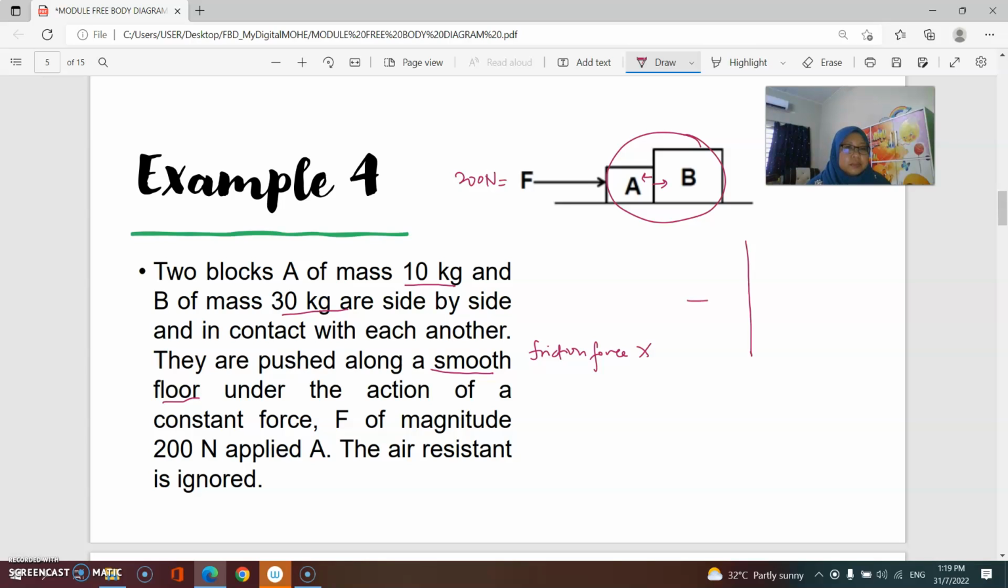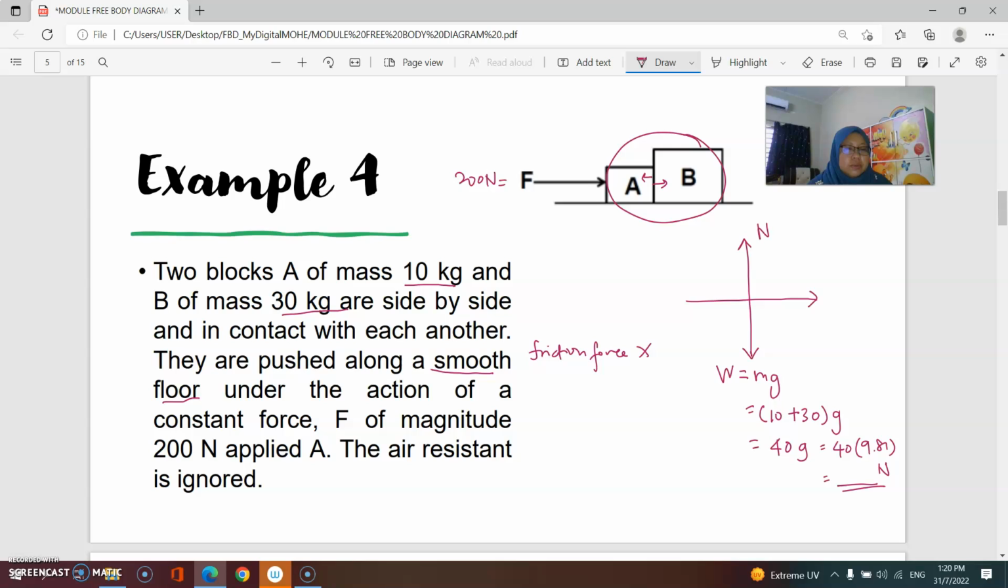So here, let's say we have A and B. The gravitational formula is W equal to mg, where m is referring to the mass. So the masses can be combined, and we have 40g here. G is referring to the gravity, so it is 40 times 9.81. We'll get the answer in Newton. So this is the gravitational force.